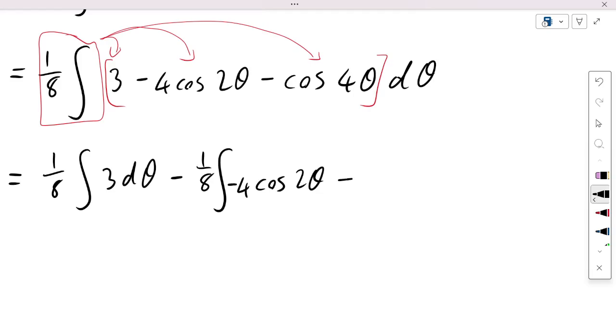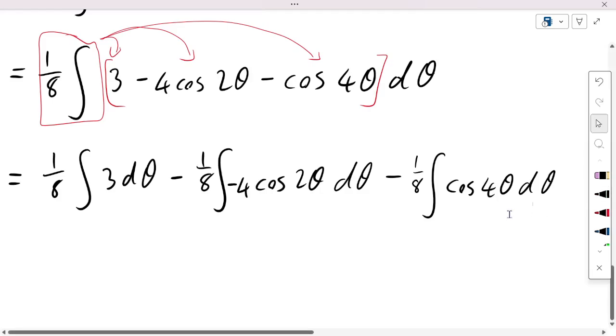And then this is going to be minus 1 over 8 integral of cosine of 4 theta with respect to theta. I forgot to say it over there, so let me just rewrite it again. This is a very long question, so I apologize. This is going to be minus 1 over 8 integral, and we're going to have cosine 4 theta with respect to theta. Okay, now we have that. Now we have 3 integrals to solve.